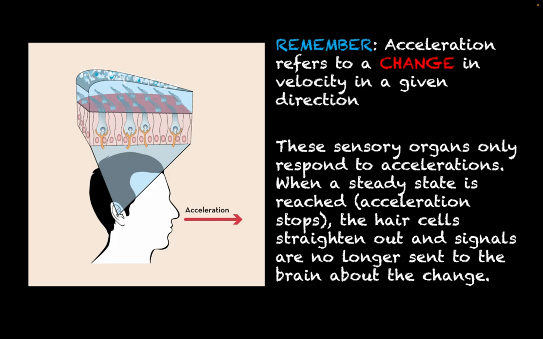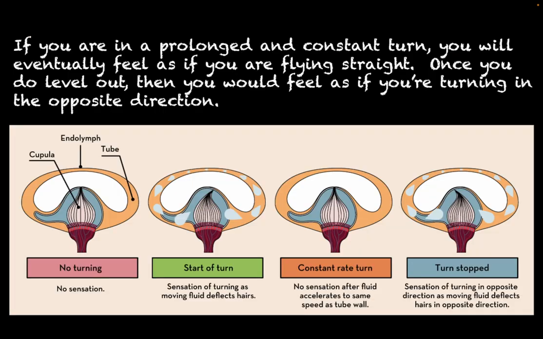So if you accelerate to 500 miles an hour and then you stay at 500 miles an hour, your hair cells are going to straighten out and you will no longer experience the sensation that you are speeding up. Okay, so this is an important thing to consider. Once you reach a steady state in which you are no longer accelerating, you stop feeling the acceleration. So that's kind of easy to conceptualize if you're talking about linear acceleration, but rotational or angular acceleration is a little bit harder to visualize.